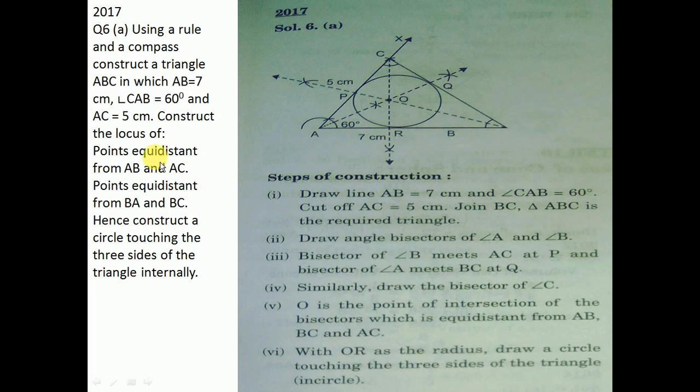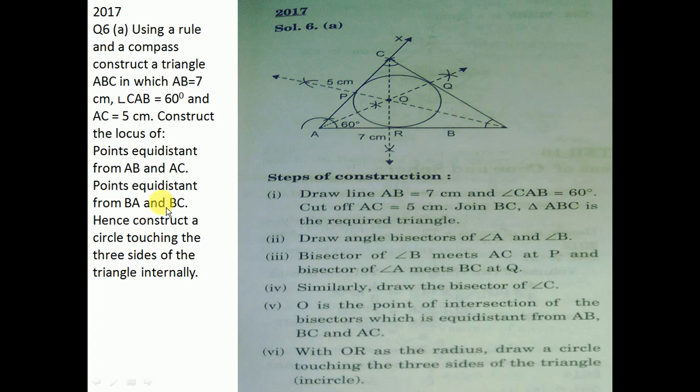Now points equal from AB and AC. AB is this, AC is this. Bisect this angle, because these are the two sides they have given. Bisect this angle, from here we extend this line. This is a locus of points equidistant from AB and AC.